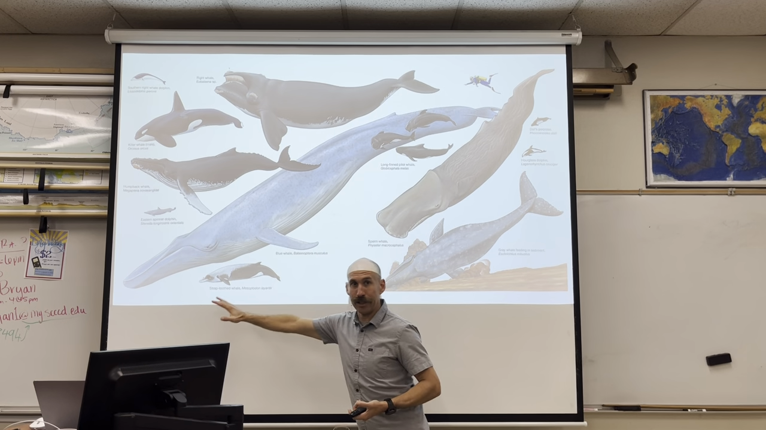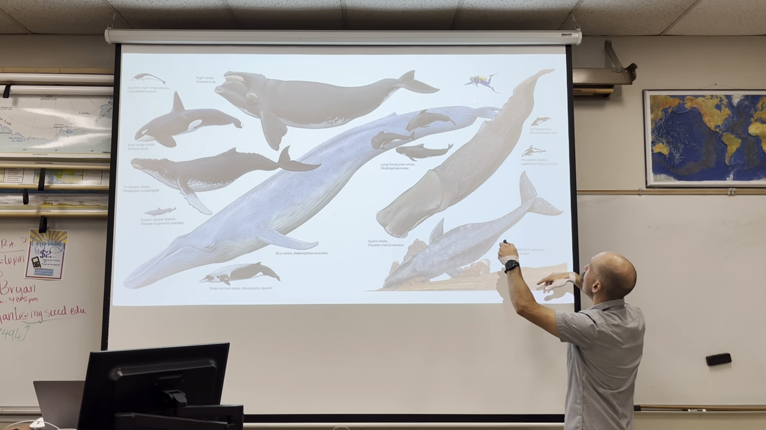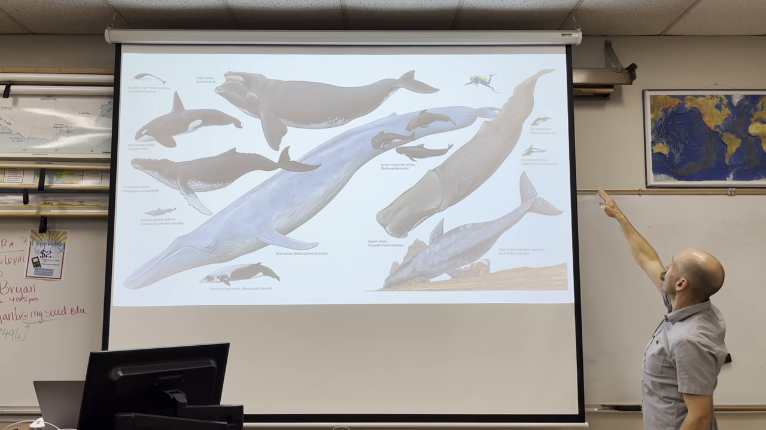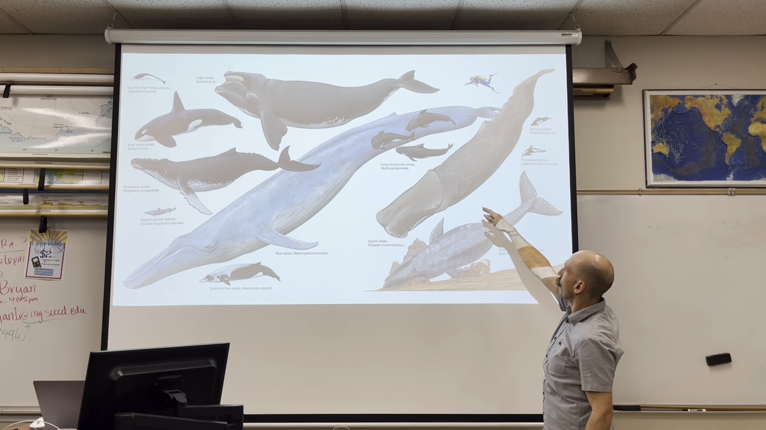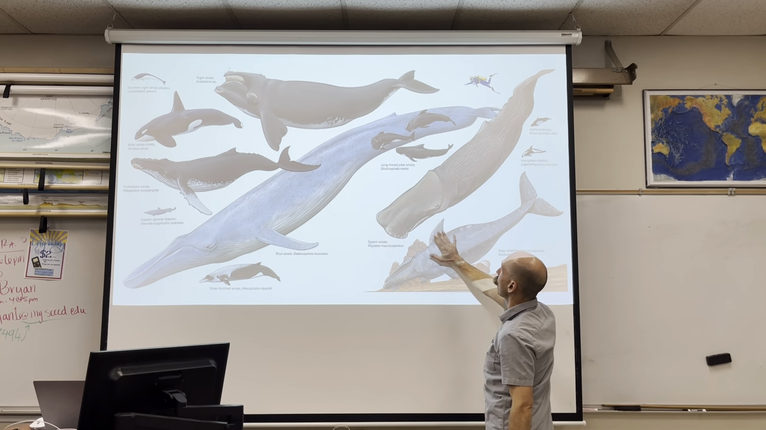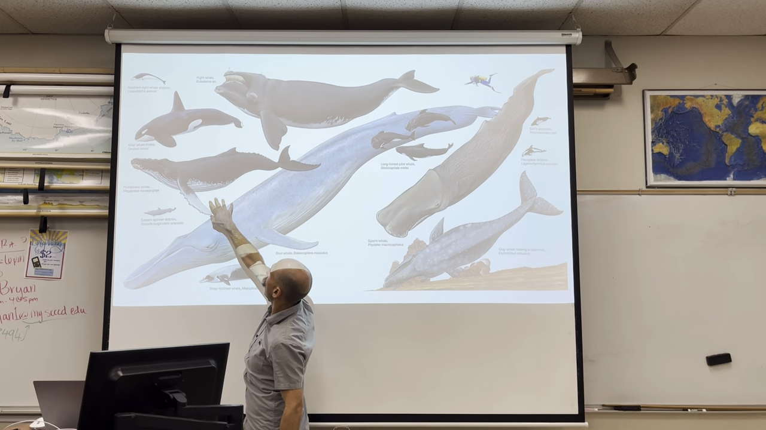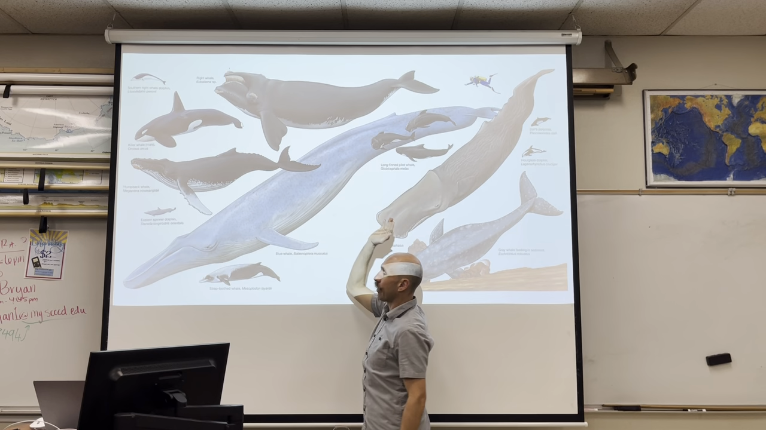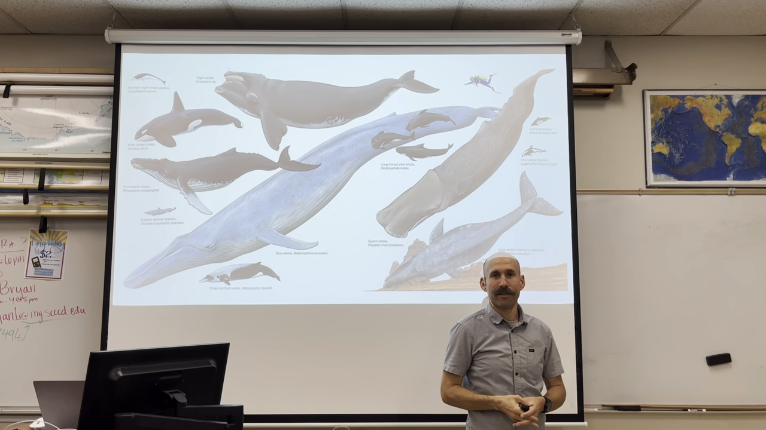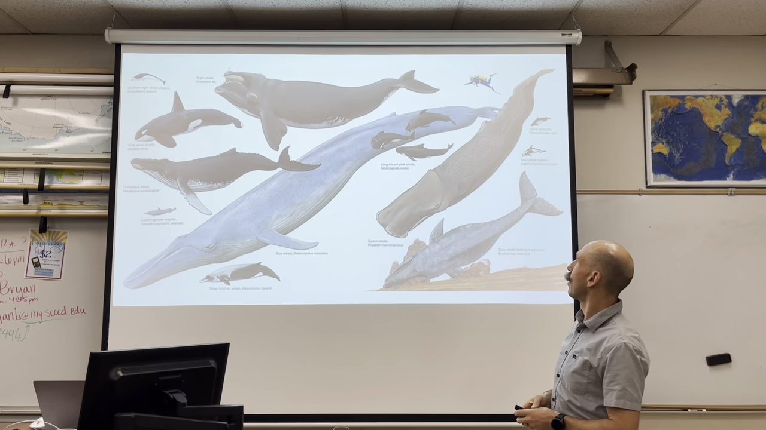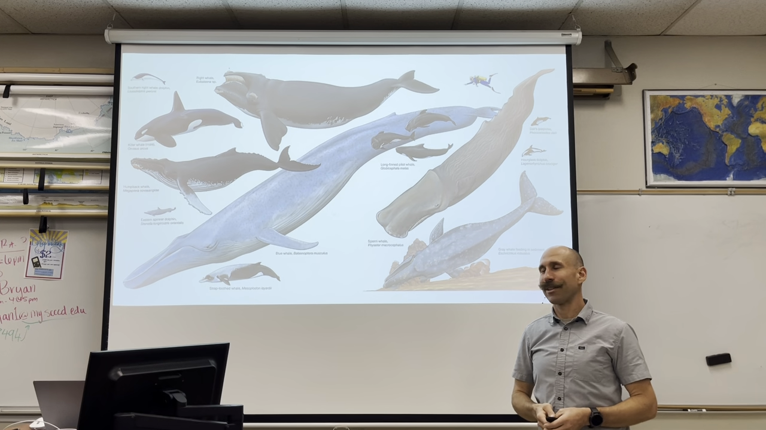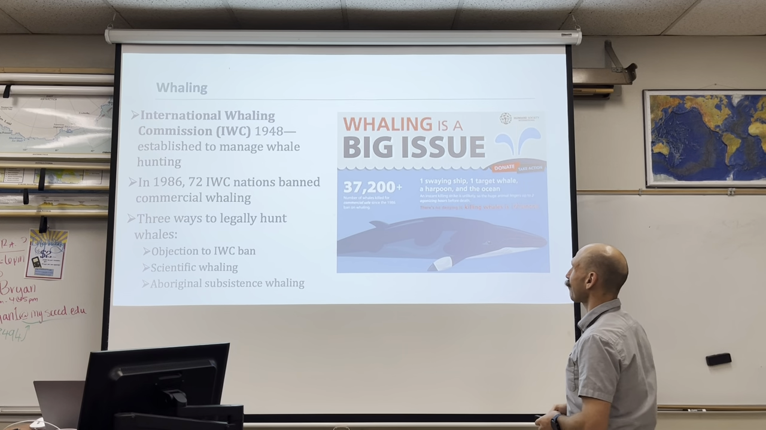Here's all of the Cetacea, all of the whales with a human up here for scale. Porpoises and dolphins. We've got sperm whale, gray whale, the big old blue whale, humpback whale, killer whale, and their various relative sizes. Pretty cool. Marine mammals doing their thing, swimming around in the ocean.